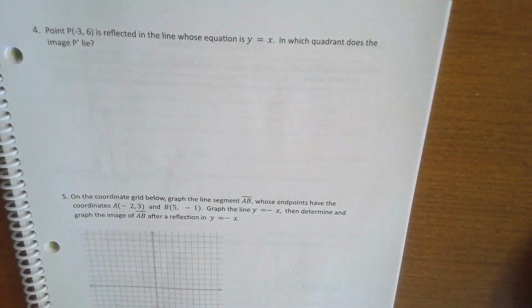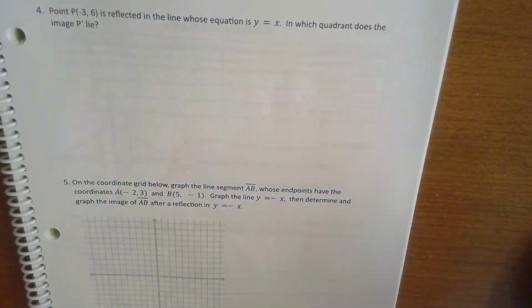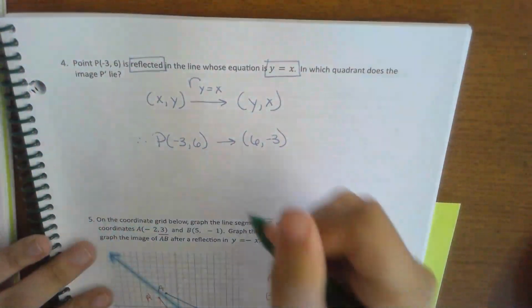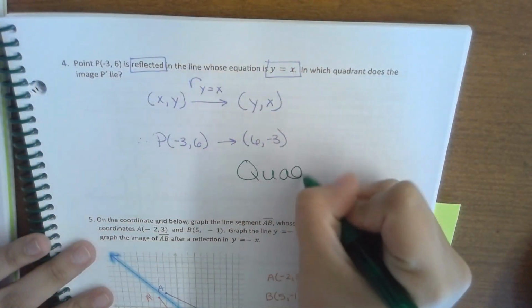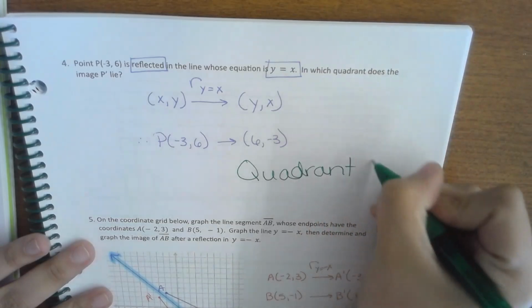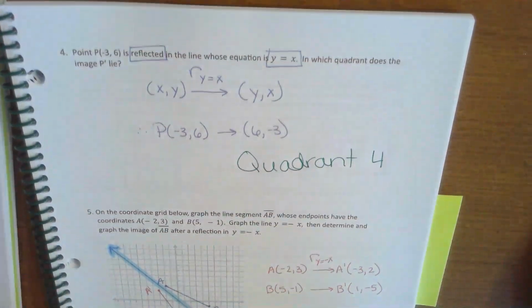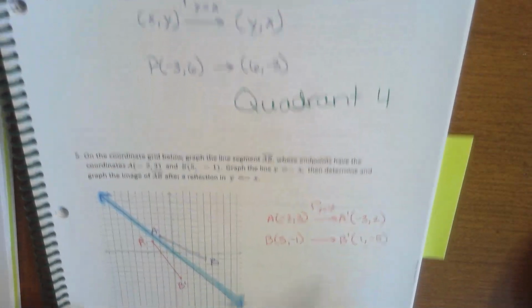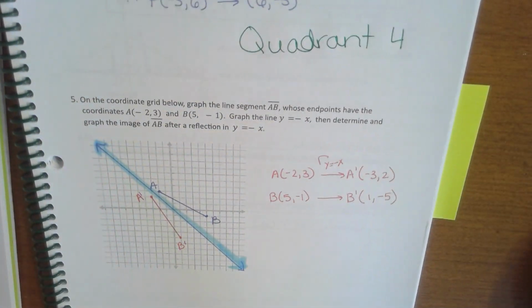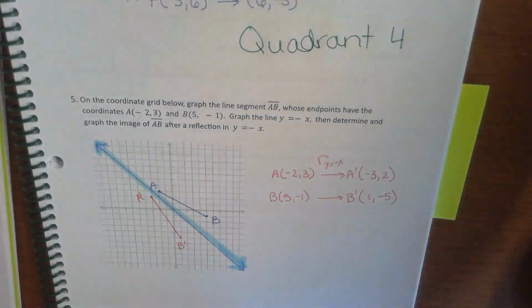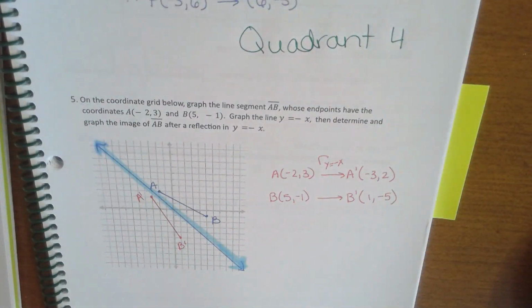There is another page of practice. You are welcome to do it. Come ask me about it. I will throw the answers up here quick. I don't expect you to do it, but if you are someone who wants some more practice, this is a great way to get that. That's going to end up in quadrant 4. And this is what this one would look like. Again, I don't expect you to complete this page, but it's extra practice if you want it.